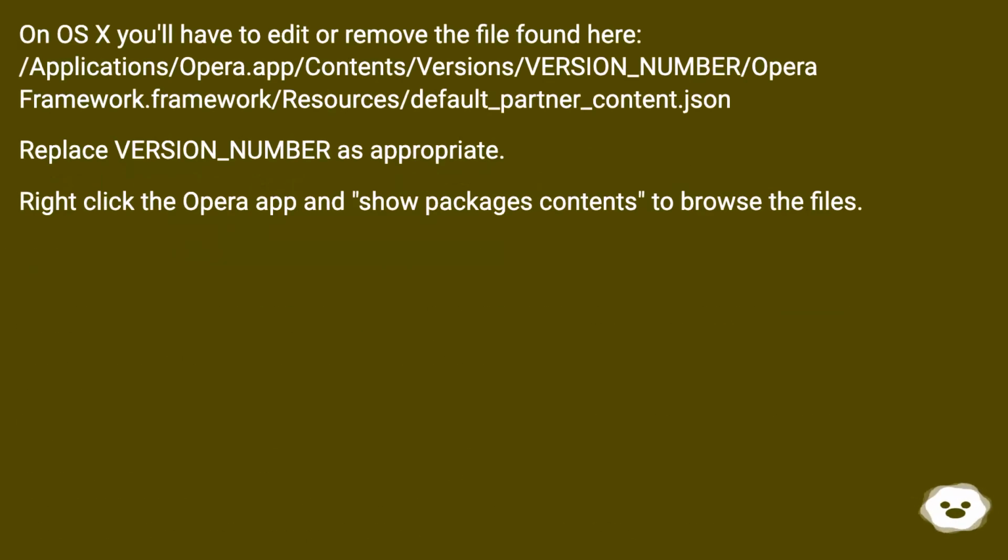On OS X you'll have to edit or remove the file found here: framework.framework/resources/default_partner_content.json. Replace version_number as appropriate. Right-click the Opera app and show package contents to browse the files.